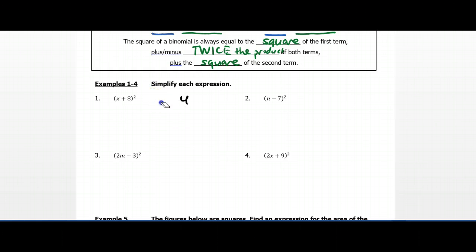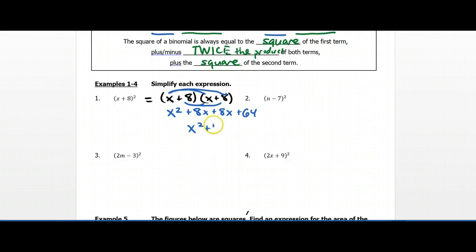X plus 8 quantity squared means the same thing as x plus 8 times itself. So if you think about writing it like this, you can see that you're going to have to use FOIL on this. X times x would be x squared. X times 8 would be 8x. And then you have another 8 times x, so you have another plus 8x. And then finally 8 times 8 is plus 64. So you end up getting, if you use FOIL, x squared plus 16x plus 64.